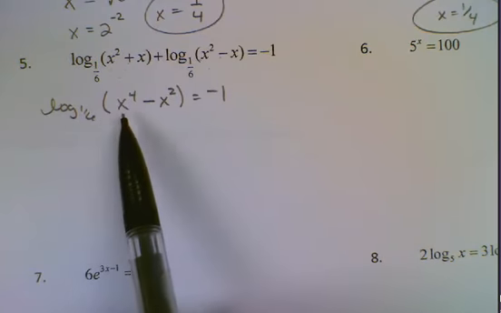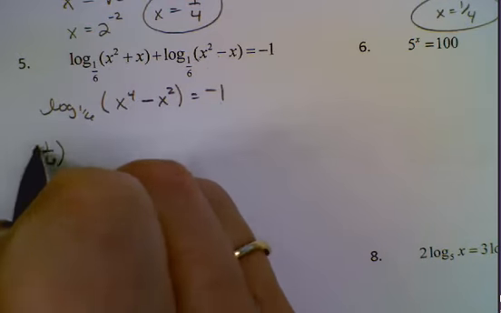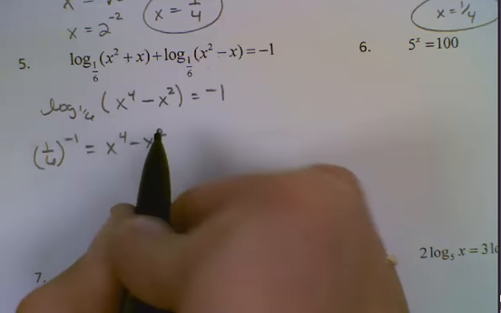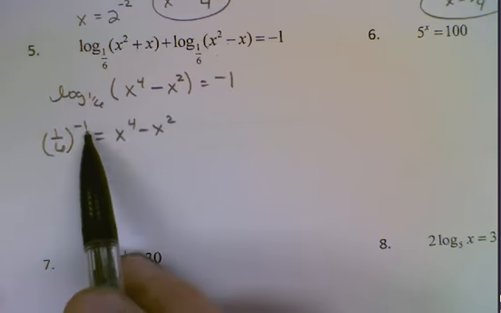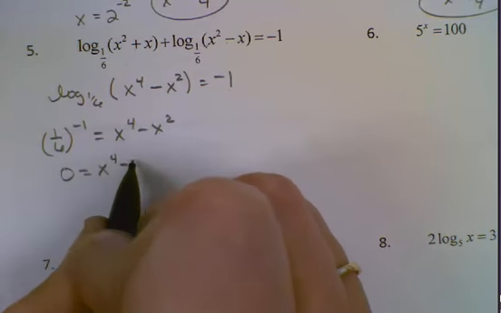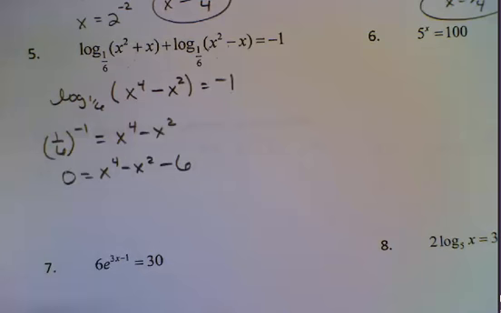Again, this is a log equation equaling a number. So I'm going to put it in an exponential. 1/6 to the negative first power equals x to the 4th minus x squared. 1/6 to the negative first is 6. So I really have 0 equals x to the 4th minus x squared minus 6. Because remember, that is 6.